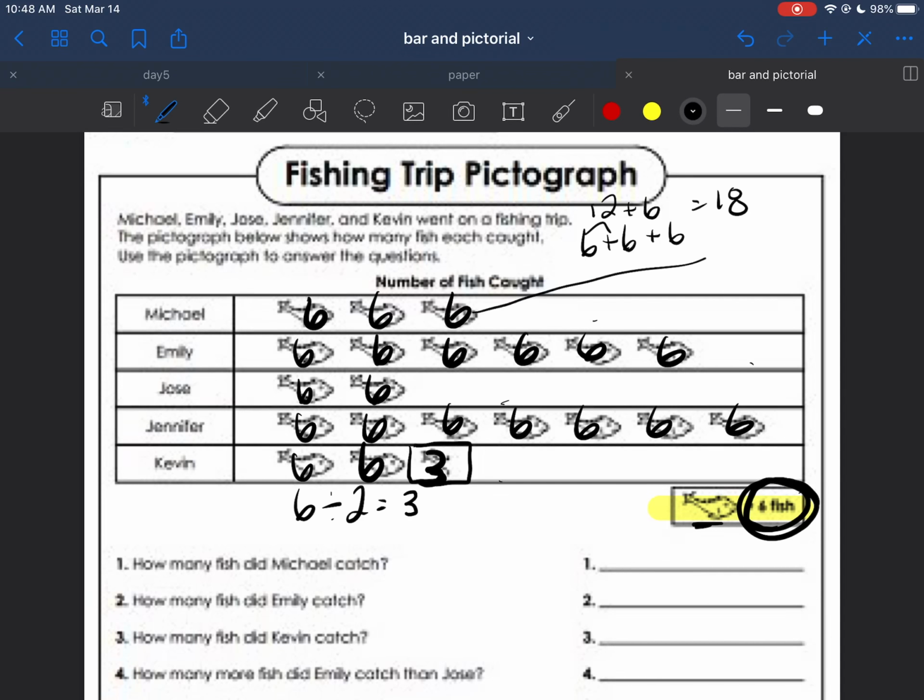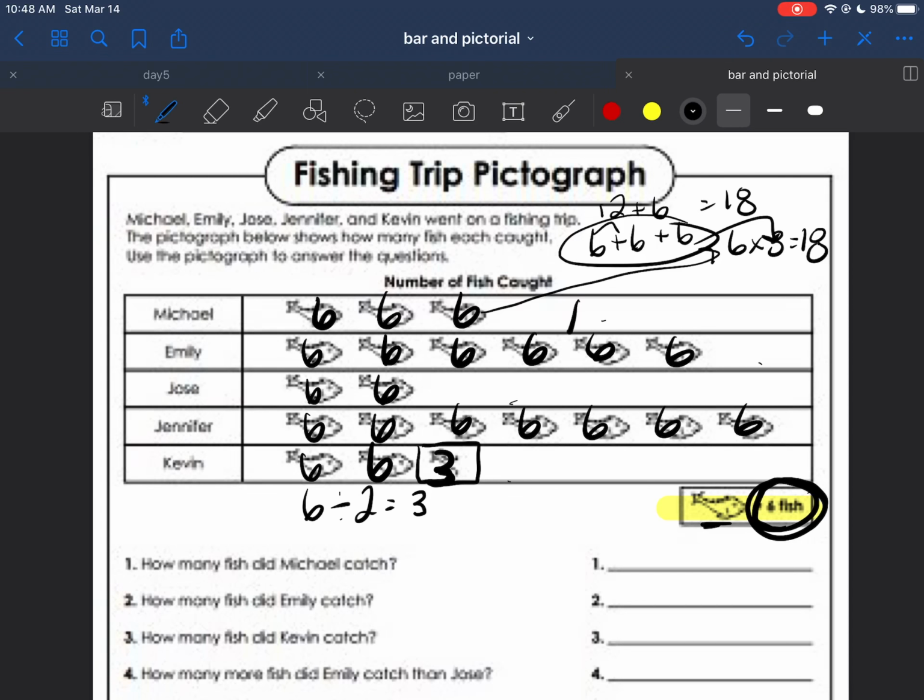Or we could multiply 6 times 3. 6 times 3 is 18. Remember, repeated addition is just a strategy for multiplication, okay? So how many fish did Michael really catch? Not 3, but 18. And I'm going to write that beside my pictures.